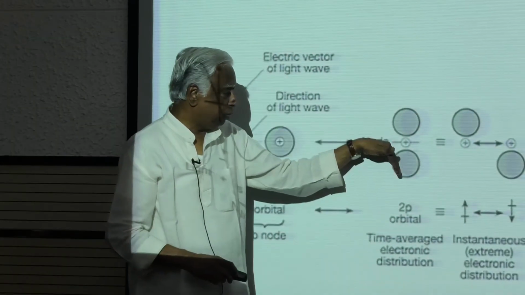So when it's pushed up and down, if you look at this, it looks like a P orbital. So what will happen is, when the field is going up, it will push the electrons up, and when it is going down, it will push them down.